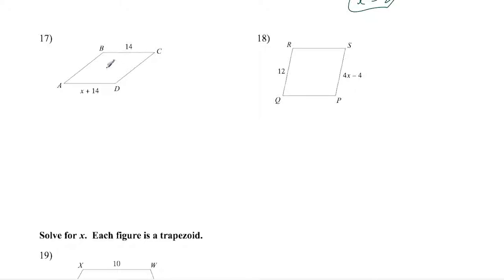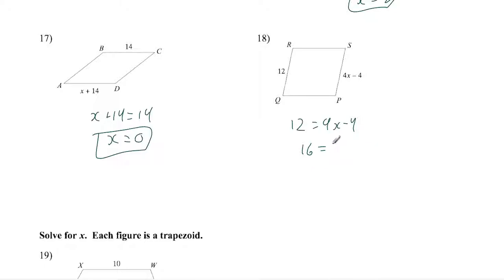Parallelograms also have opposite sides being congruent. So here we know that x plus 14 is going to equal 14. So again, we have another problem where x is equal to 0, and that's fine. Number 18, we get 12 is equal to 4x minus 4. So if I add 4 to both sides, I get that 16 is equal to 4x, or x is equal to 4.